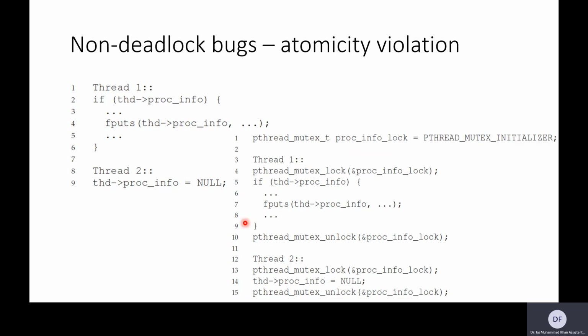So as I said, we cannot rely on the scheduler to guarantee this condition of atomicity. Atomicity basically means that this section is executed in an atomic fashion. It cannot be interrupted in the middle and some other code executed in the middle of this section which manipulates proc_info. So by using locks, we made sure that this portion of the code is executed atomically and mutually exclusively. This is how we can tackle this kind of bug. This is one non-deadlock bug.